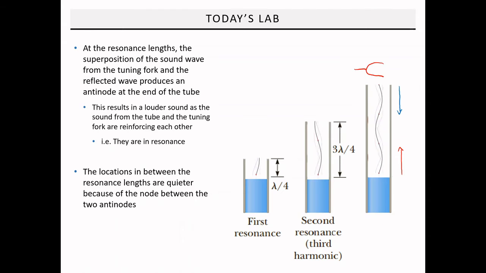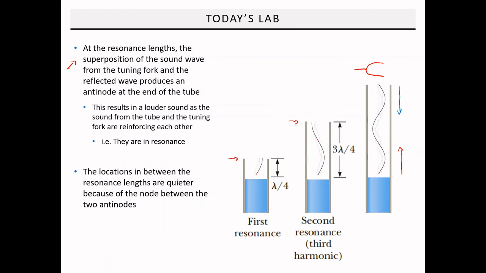This is also happening in the first and second resonance pictures. It's just harder to see which direction the red and blue waves are traveling. Now at the resonance lengths, the superposition of the sound wave from the tuning fork, which would be the blue wave, and the reflected wave, which is the red wave, at these specific resonance lengths, those two waves produce an antinode at the end of the tube. So the first resonance has an antinode at the end, and the second resonance has an antinode at the end.